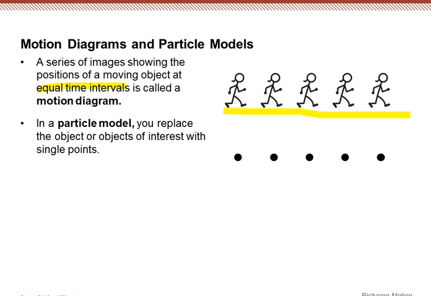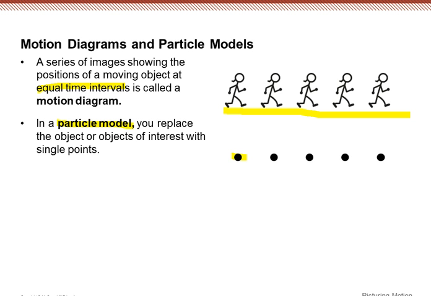Now we could replace this model, and instead of having a stick figure that we'd have to redraw, or a person or a car or whatever it may be, we could replace the object in question with a dot, or what we call a particle model. And so a particle model, you just replace the object of interest with single points. And this allows us to better see what's happening with the object. We're not distracted by the ponytail or the fist that this stick figure is making. We're just looking at the dots.